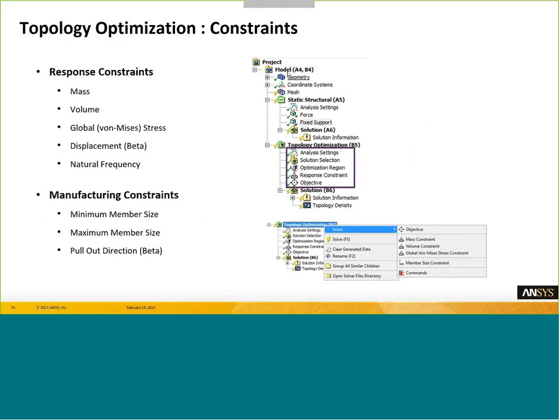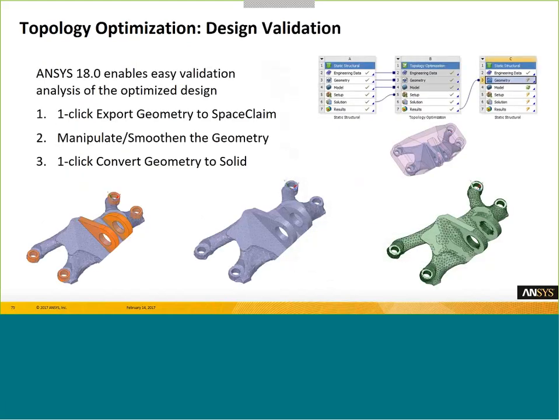As I say, it's native to Mechanical, so it's part of the analysis tree here, and you can insert the different constraints, so you can have things like minimum member size, pull-out direction, which is beta right now. You can specify the response constraints, so whether you want to look at the stresses, displacements, volumes and masses, etc., to carry out your solution. Once you've carried out that, you will get an output geometry, which will look faceted like this.